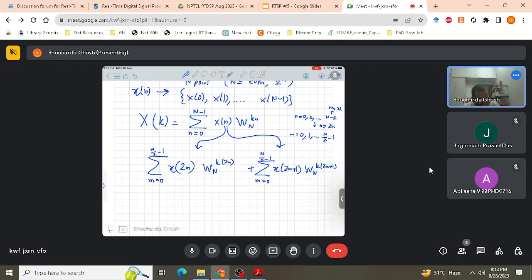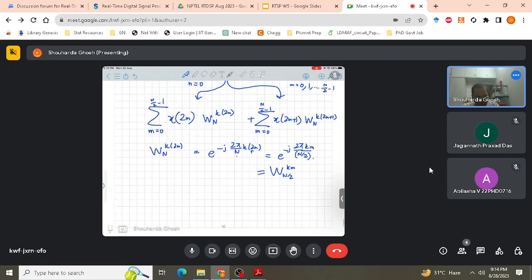Now see something. W_N to the power k times 2m, what can we write it as? We can write this as e to the power minus j 2 pi upon N, k times 2m. Now I do some interesting trick. In e to the power minus j 2 pi k m, this 2 over here I put below N. Now you see the N over here was in the denominator, now N by 2 is in the denominator. So how will it change? The previous factor can be written as W_{N/2} to the power km.